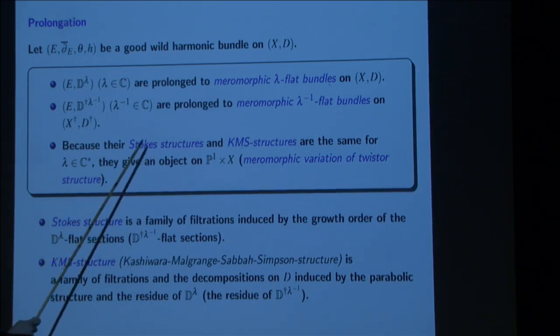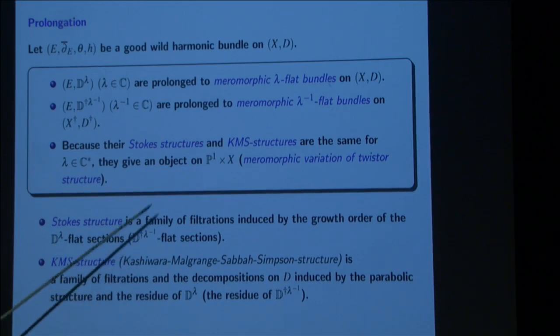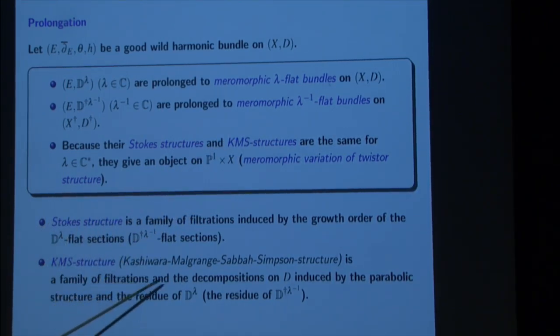So in that sense, they give something on P1 times X, and the KMS structure is given by a family of filtrations and a decomposition on D, which is induced by the parabolic structure and the residue of D lambdas. Maybe I will explain this one in another talk. Anyway, we have some structures on this one, and the point is that the Stokes structure is given as a family of filtrations, which is not given globally, but just on sectors.